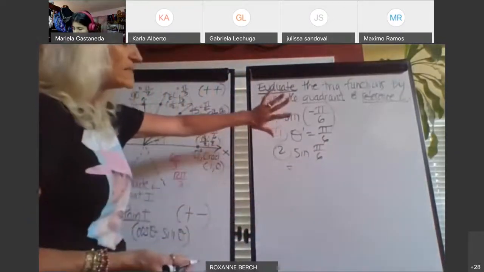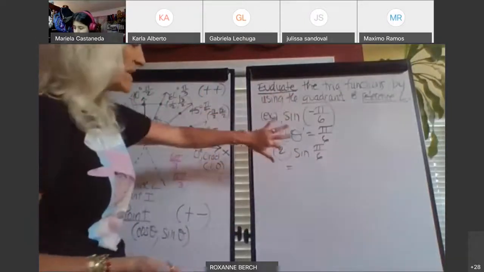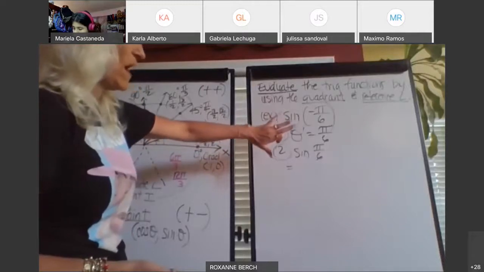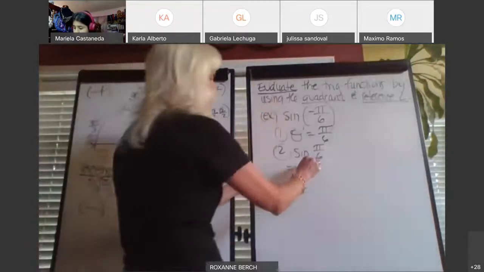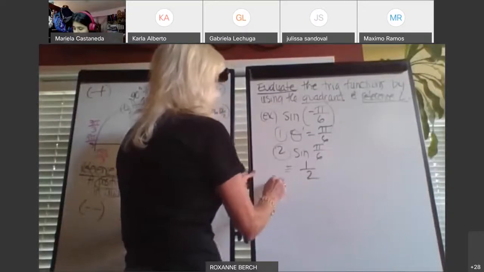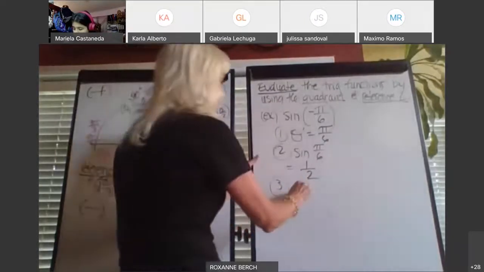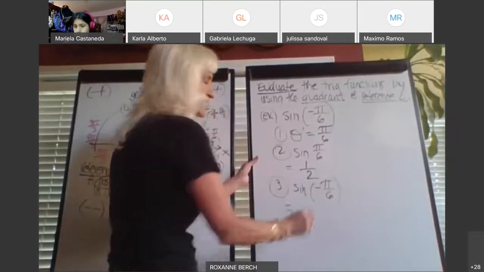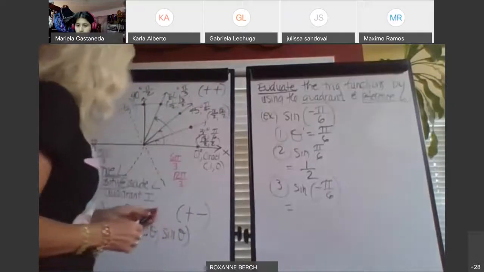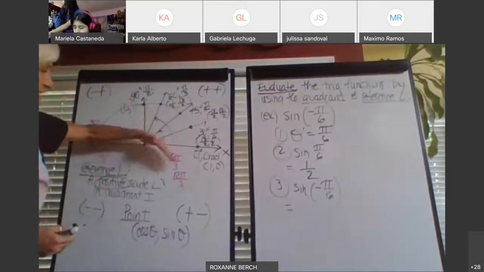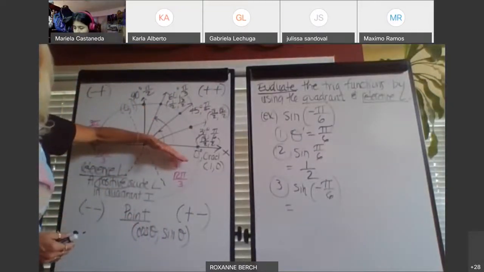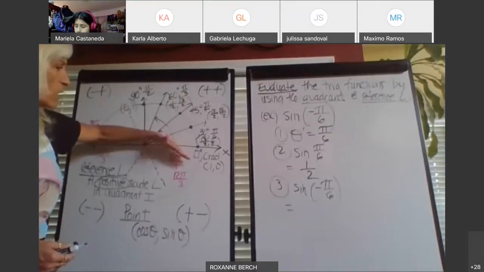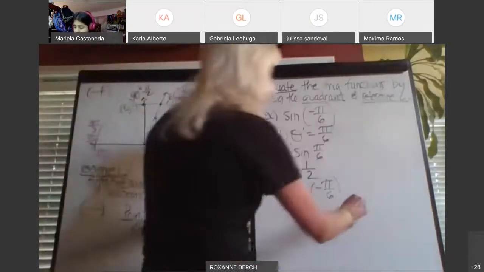So you can hold up your hand. You know that pi over 6 is down here. So what is the y value of sine of pi over 6? It's 1/2. So now we're going to evaluate the actual angle, which means we just need to know what quadrant we're in. So isn't negative pi over 6 down here? Clockwise rotation. So if you go clockwise rotation, isn't that quadrant 4?